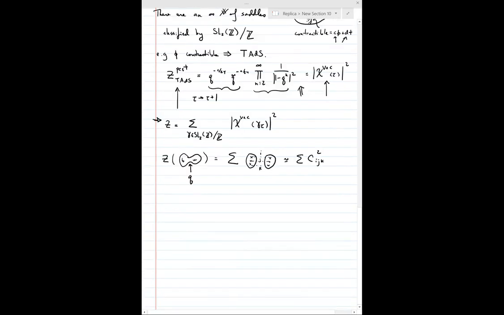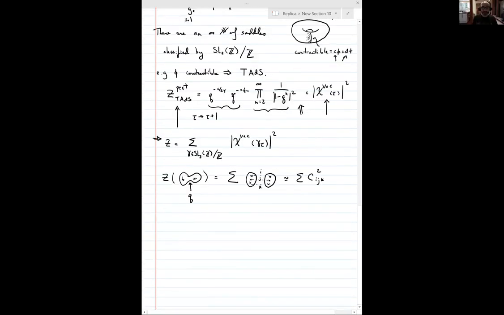Alex, but the correlation functions of the stress tensor are complicated functions of the central charge. That's probably a good way of saying it. Yes. Sorry. Question.